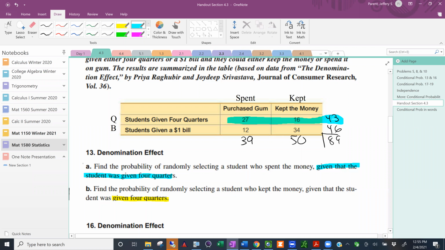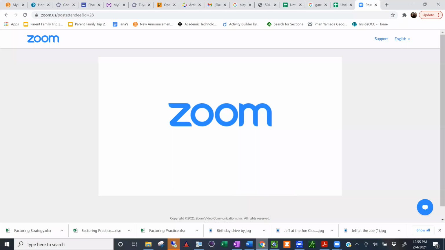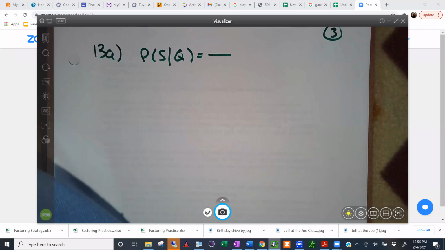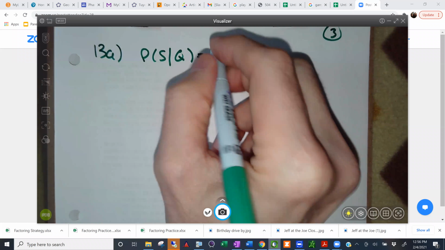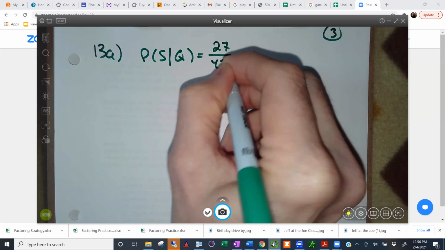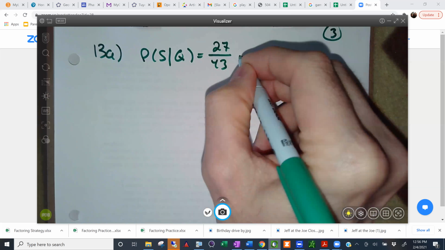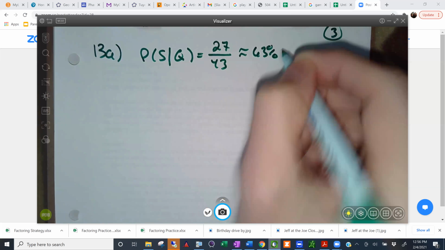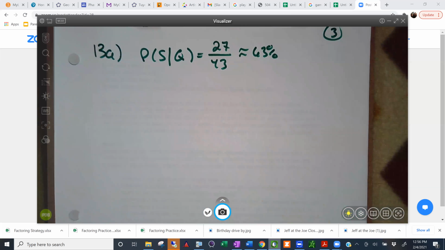Now, of that first row, how many of them spent the money? Or what's the probability in that first row of spending the money? 27 over 43. Thanks for that. 27 out of 43. So about 63% spent the money. Okay.